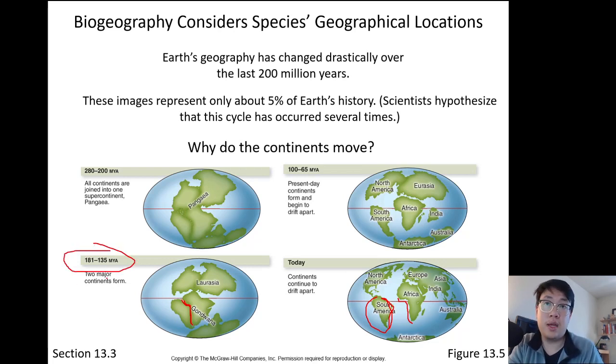It's theorized that South America and Africa were once a supercontinent back during this era right here. MYA stands for million years ago. Anyways, so Pangaea was a whole supercontinent.